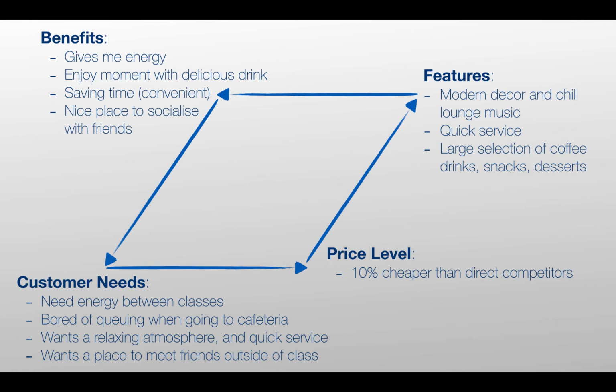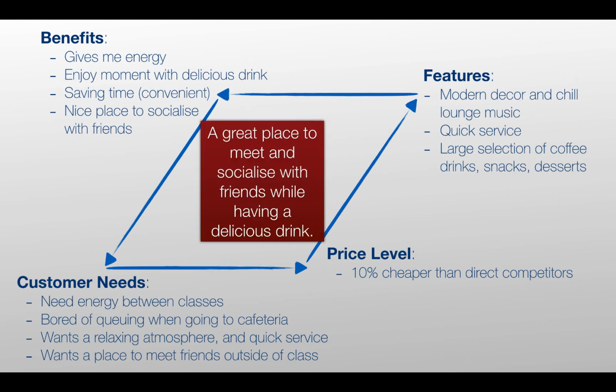Then what you can also do is have a little summary worksheet in the middle: in one sentence, what is the value proposition of the product? Here, a great place to meet and socialize with friends while having a delicious drink. Now, as you can see, there's nothing fancy about this value proposition. There's no fancy word and no slogan. It is just trying to summarize into one page all the key information about your product in terms of features, benefits, needs, and so on.